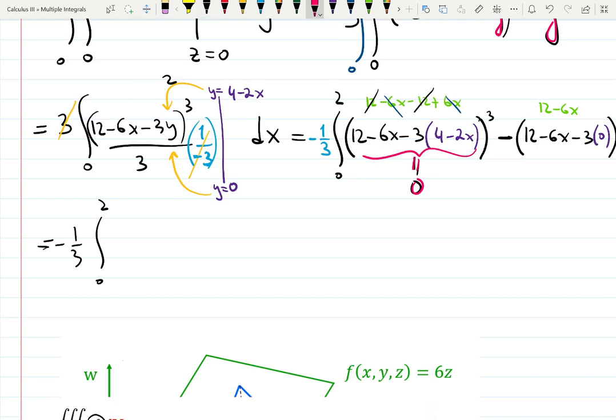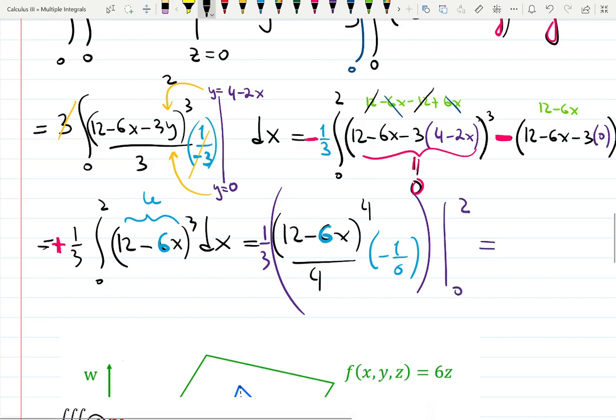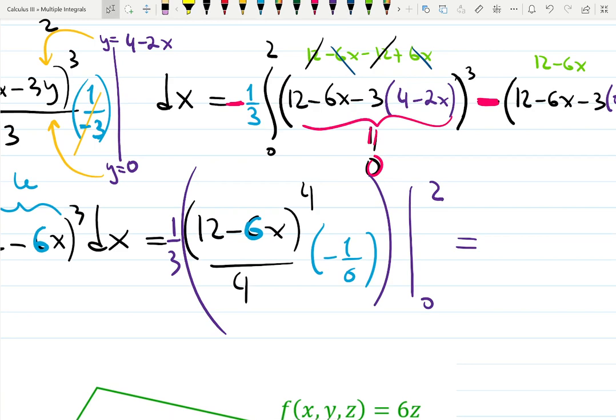Minus minus gives you plus. Do you see this minus over here? This minus gives you plus 1/3 of the integral of 12 minus 6x cubed dx. Repeating the u substitution shortcut, or you can use u substitution if you want. This will be u, but I'm doing it this way: 12 minus 6x raised to 4 over 4, and divide by the leading coefficient, which is minus 1/6, with the constant 1/3 in front, from 0 to 2. The final answer should be a number. If it's a function, you messed up. Some of you gave me a function as the answer on exam 2. That was not good.